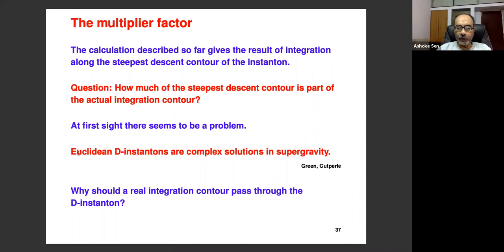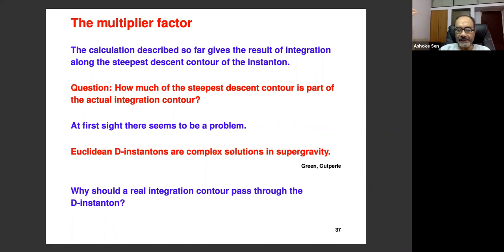But the confusion here, at least it confused me for a while, is that if you look at the Euclidean D-instantons, they are actually complex solutions in supergravity. In particular, the Ramond-Ramond scalar is imaginary for these D-instanton solutions.